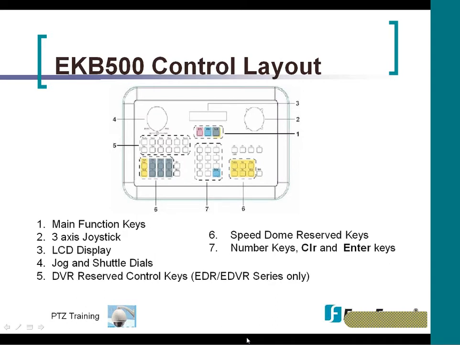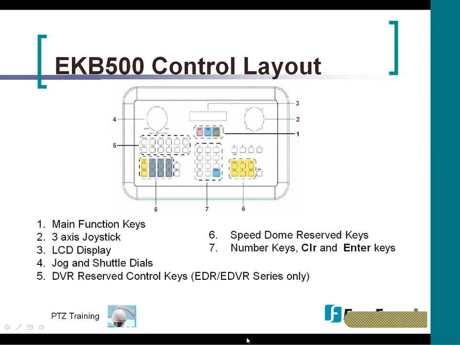Okay, you'll see one is your main function keys. You have your monitor, your DVR, and your cam keys. Two is your 3-axis joystick. 3 is your LCD display screen. 4 is the jog and shuttle dial for DVR control. 5 are your DVR reserved control keys. Okay, that's for the EDR and EDVR series.